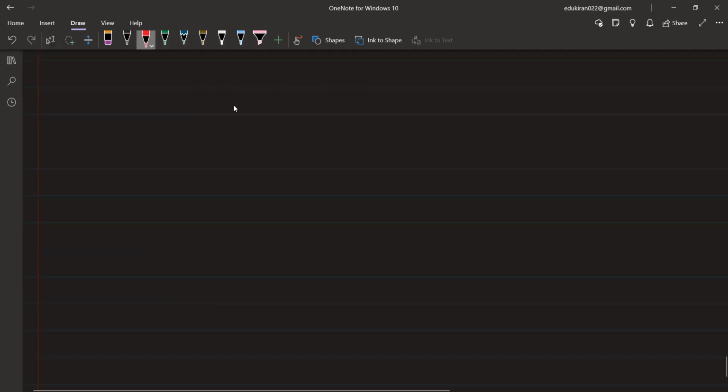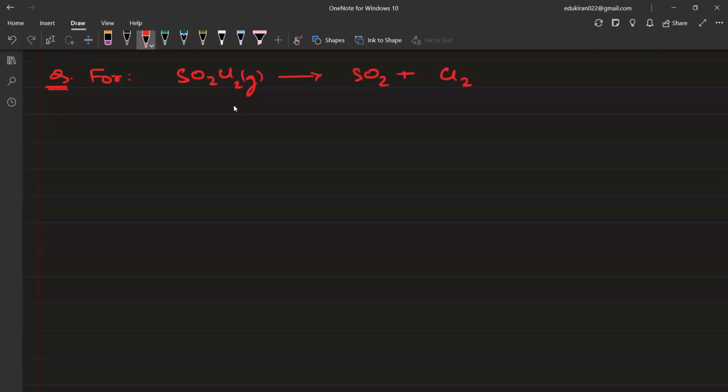We'll do a simple question. For reaction SO2Cl2, which is a gas, gets converted to sulfur dioxide and chlorine. Both of these are also gases. They have said that we have done two experiments. Okay, we have done two experiments and we have measured the time for it and we have also measured the pressure for it.